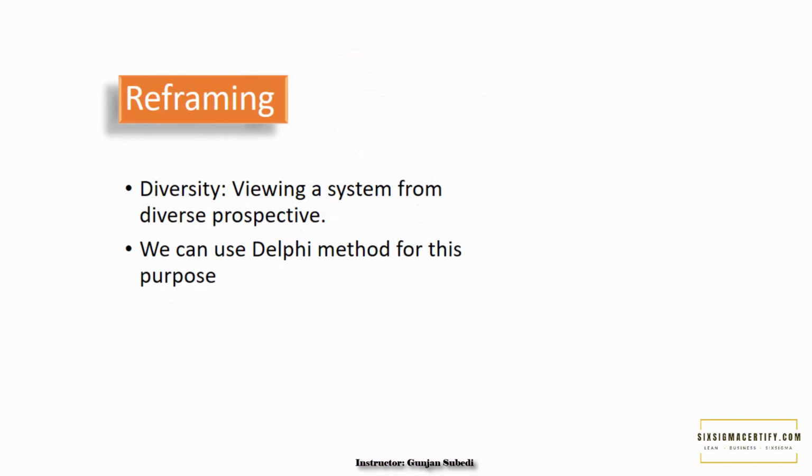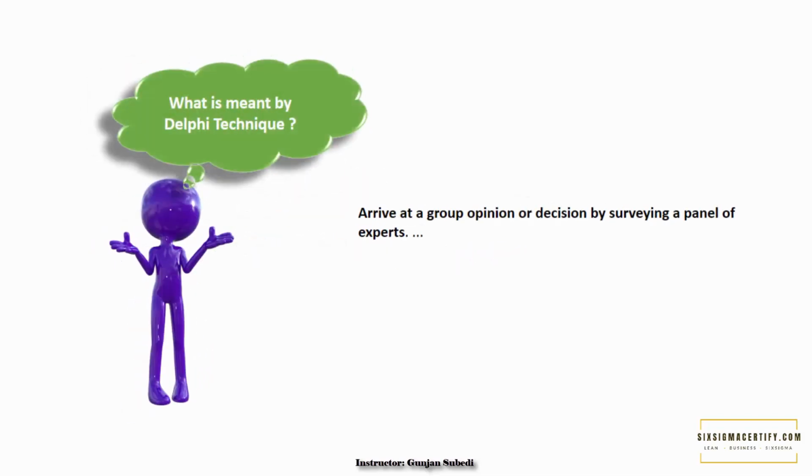Reframing based complexity. There is also one term, diversity, which means we can reduce the complexity by viewing a system from a diverse perspective. We can use the Delphi method for this purpose. So what is the Delphi method or Delphi technique? The Delphi method is a process used to arrive at a decision or opinion by surveying a panel of experts. They can change their answers in each round based on how they interpret the group response provided to them. The ultimate result is meant to be a true consensus of what the group thinks.